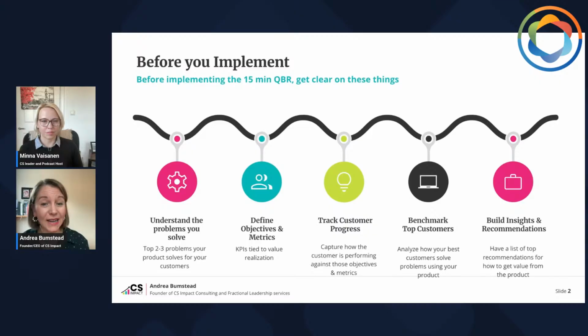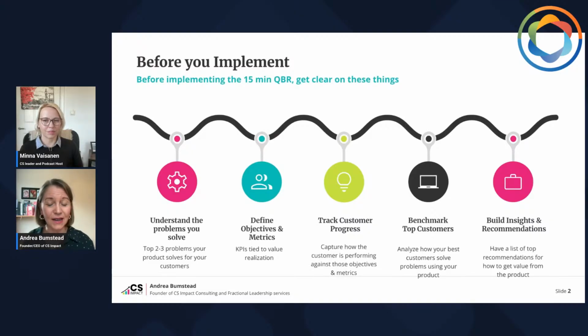And then the next one is if you can benchmark your top customers. What are your top customers doing? Your customers that renew year over year and say this product is amazing. What value are they getting that maybe some of your other customers aren't? Are they using different features? Are they using your product in a different way? What problem are they solving with it as it relates to their business?